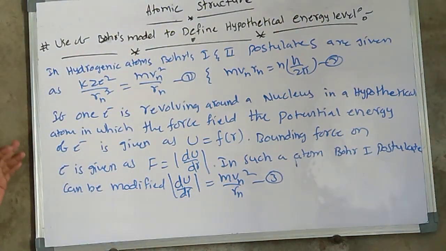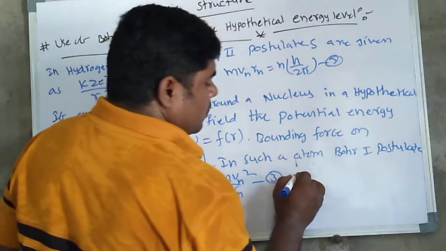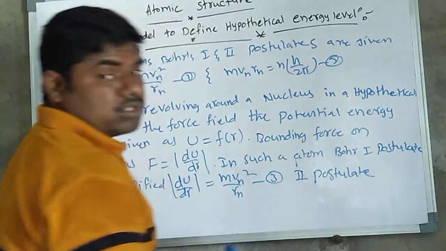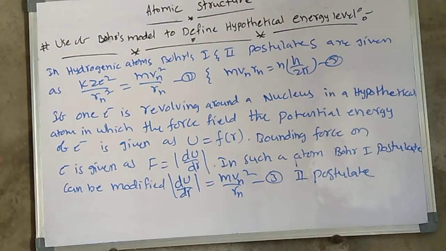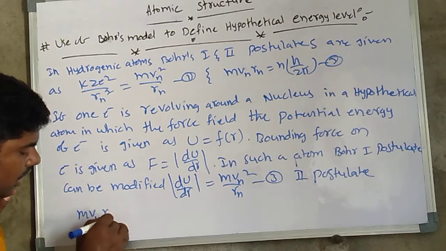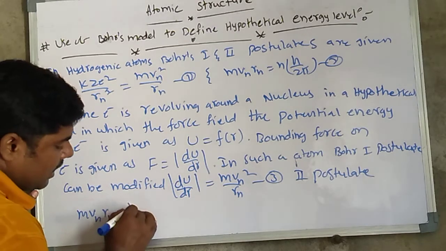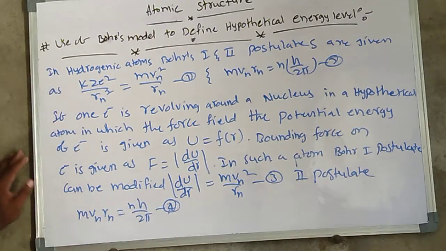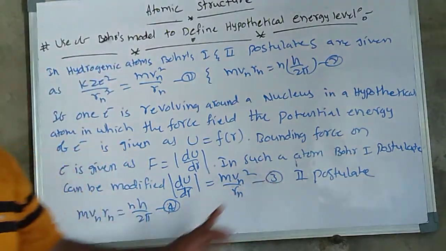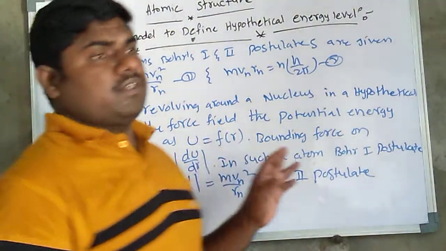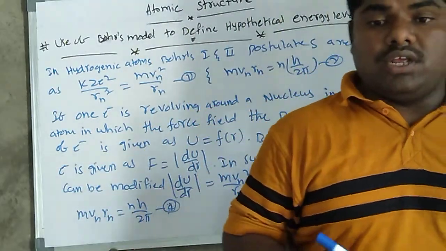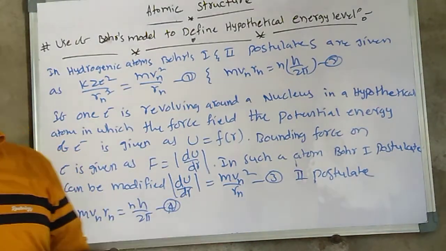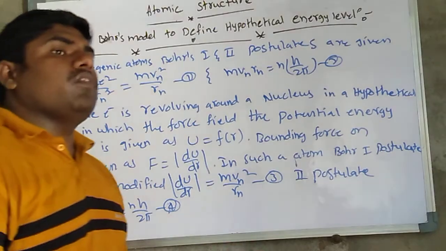And similarly, the second postulate: m vn rn should be equal to nh divided by 2 pi. This is equation number 4. Using the above equations 3 and 4, we can calculate all parameters for this hypothetical atom. Sometimes they will give the potential energy.